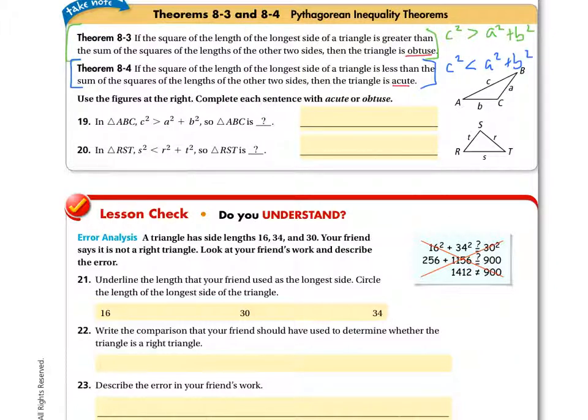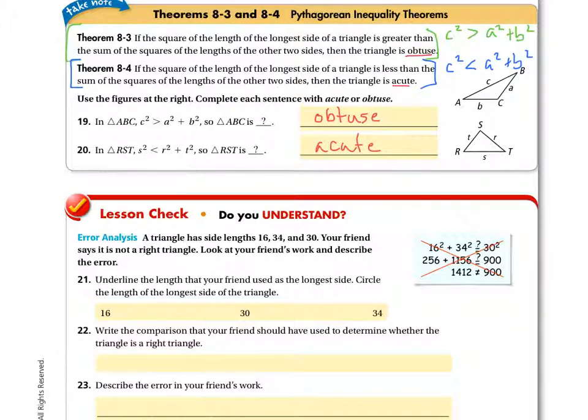And so in example 19, or question 19, in triangle ABC, if C squared is greater than A squared plus B squared, then your triangle is what? Obtuse. And if it is less than, it is acute. Notice that they used S, R, and T this time. And you can see on here, well, you'd have to know what the side lengths are, but the implication is that S is the longest side, so this would be acute.